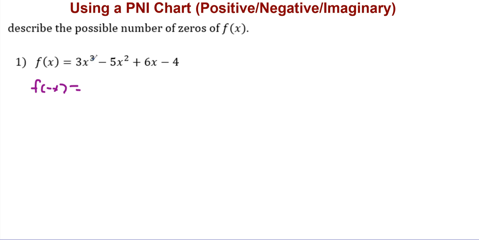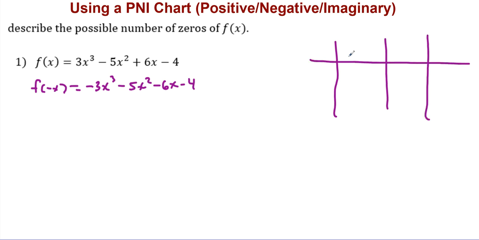So when I put in negative x, that's cubed. So when we have an odd power, it's going to change the sign to negative 3x cubed. Even is going to stay the same. Okay, so we're going to have negative 5x squared. Odd is going to change it, so it's going to be negative 6x minus 4. And I'll go ahead and draw a PNI chart. I call it a PNI chart because I have my positive, negative, imaginary, and total. Total is, using the fundamental theorem of algebra, we're going to have at most 3 roots. Okay, we're going to have 3 roots.